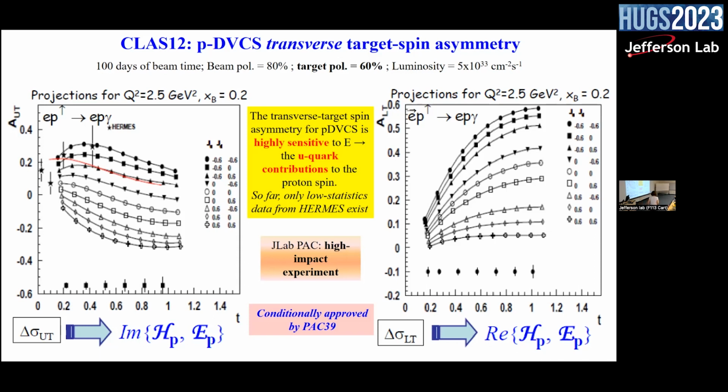Having a transverse target has a lot of complication. I'll come back to that in the next slide. So we need to measure it in order to extract E, in particular for the u quark, and we have only data from HERMES at low statistics. This experiment was approved several years ago by the PAC of Jefferson Lab and was defined as a high impact experiment, I mean, an experiment that will really bring more knowledge to the field, but it was only conditionally approved because of the technical obstacles in developing a transverse target for CLAS12.